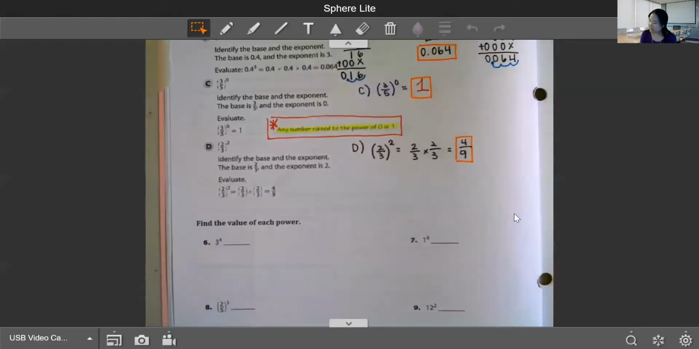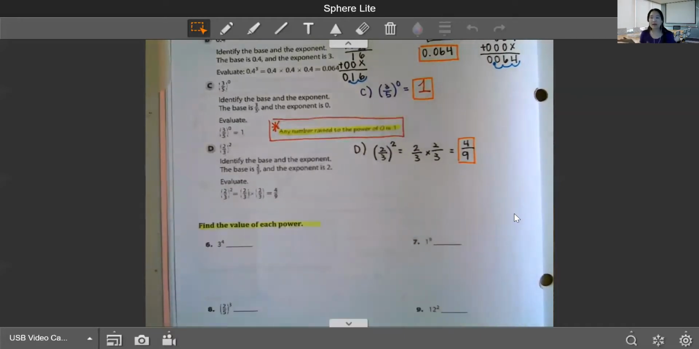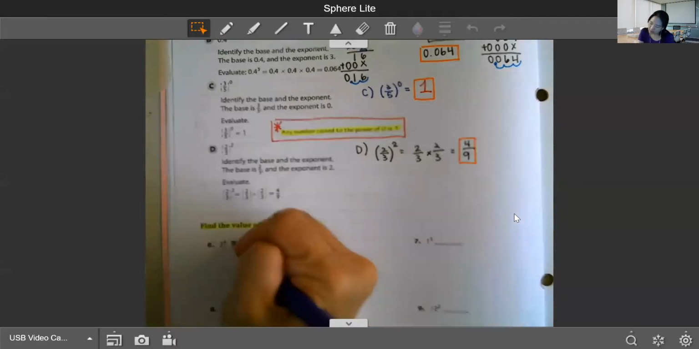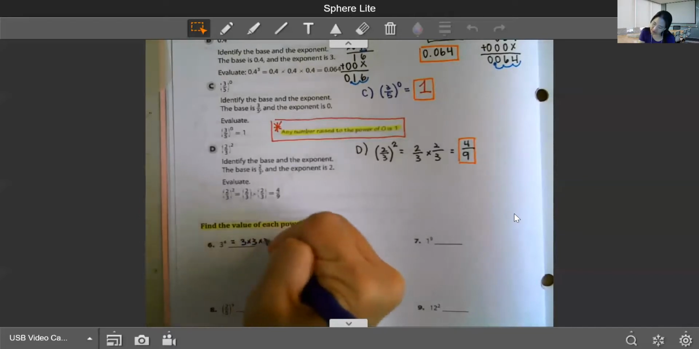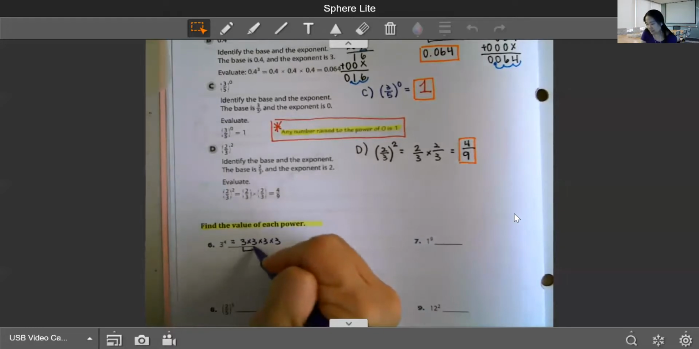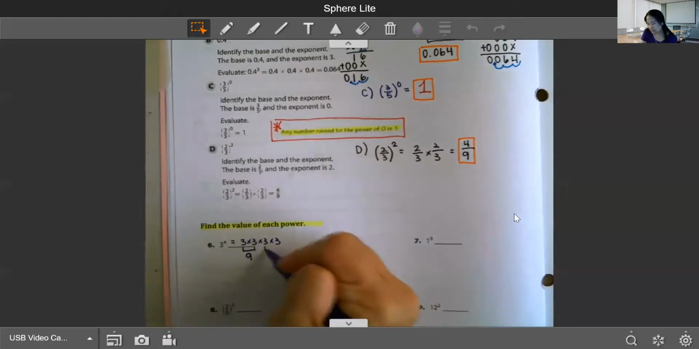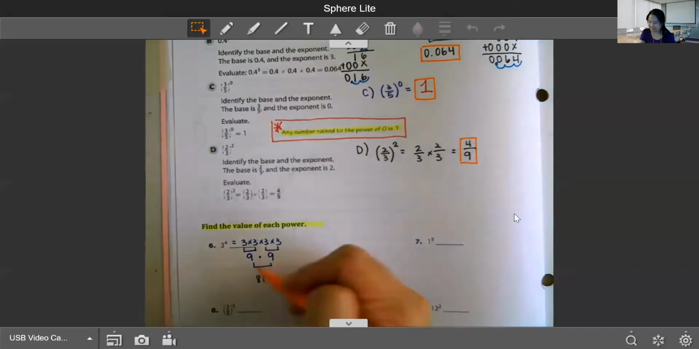All right, so with that, let's practice some problems. It says find the value of each power. That means solve it. Evaluate, simplify, solve, find the value, they all mean the same thing. So 3 to the 4th power, expanded, 3 times 3 times 3 times 3. I'm going to put them in groups. 3 times 3 is 9, 3 times 3 is another 9, and 9 times 9 is 81. Simple.